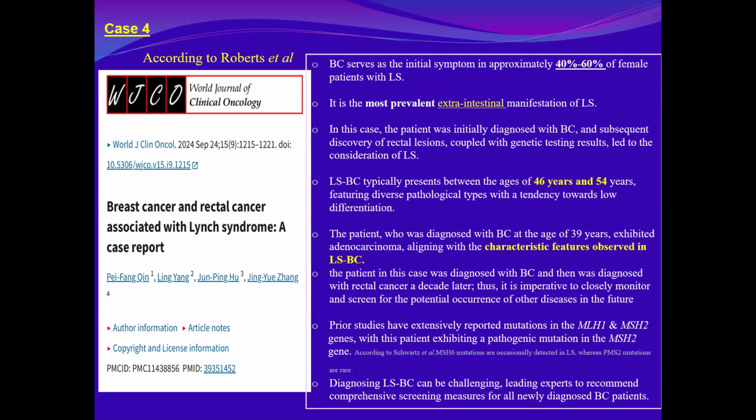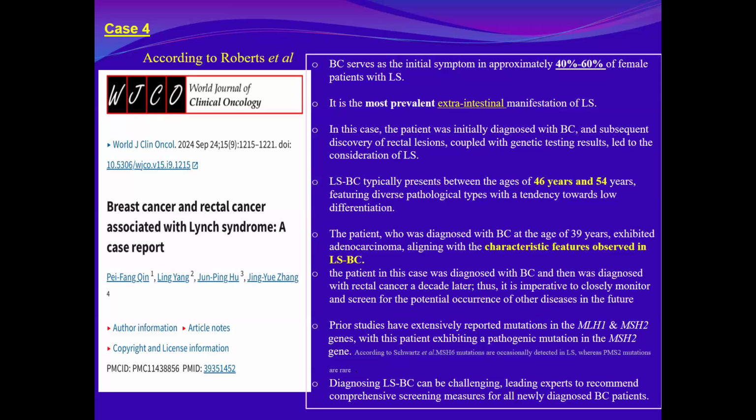Lynch syndrome breast cancer typically presents between the ages of 46 and 54 years, featuring diverse pathological types with a tendency toward low differentiation. The patient, who was diagnosed with breast cancer at the age of 39 years, exhibited adenocarcinoma, aligning with the characteristic feature observed in Lynch syndrome breast cancer.